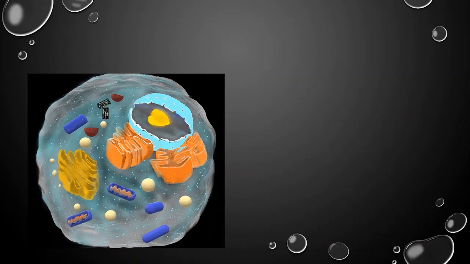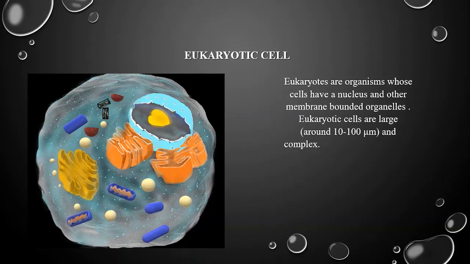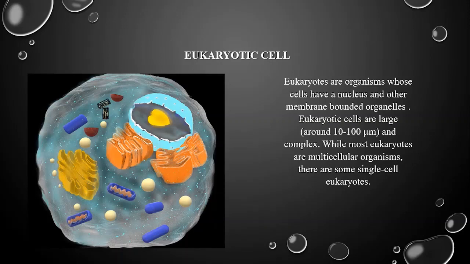Next, we can discuss the eukaryotic cell. So what is this eukaryotic cell? How can we define it? Eukaryotes are organisms whose cells have a nucleus and other membrane-bound organelles. These cells are large, around 10 to 100 micrometers, and complex. While most eukaryotes are multicellular organisms, there are some single-celled eukaryotes also.